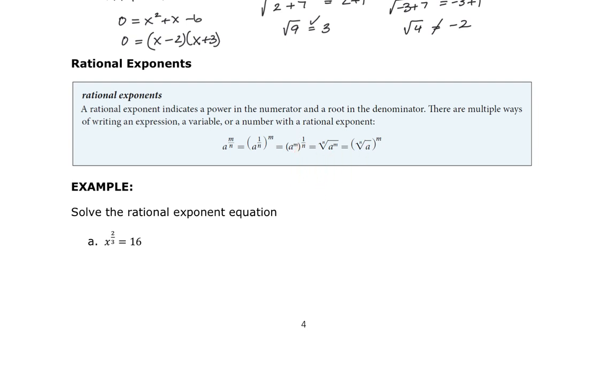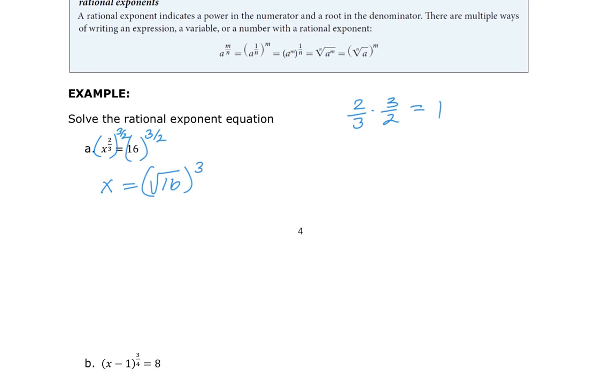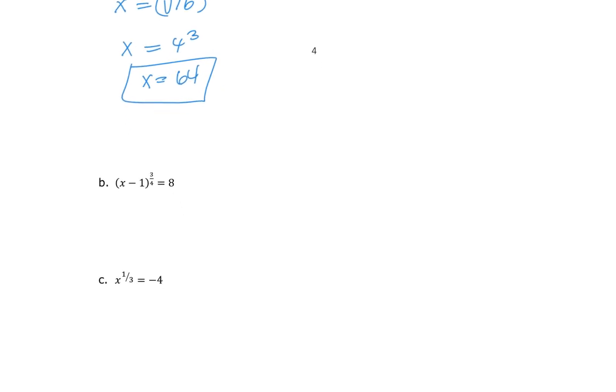And the way I eliminate this from both sides is I'm going to raise each side to the 3 over 2, because 2 over 3 multiplied by 3 over 2 is going to produce 1. So what I do to one side, I must do to the other. So I get x is equal to, and I'm going to take the square root of 16 first, and then I'll cube it, because it's easier for me without a calculator. So the square root of 16 is 4, cubed, so x is equal to 64. And then I should actually check that to make sure that works.